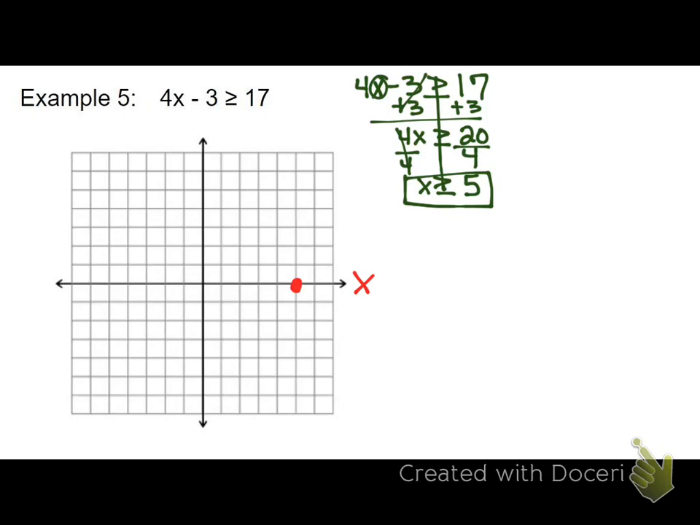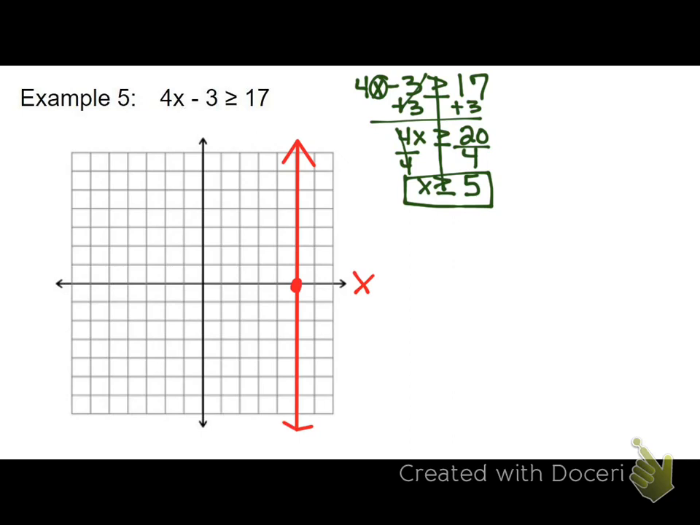Okay, so 1, 2, 3, 4, 5. What kind of line am I going to draw? Dotted or solid? Solid. Now, when I'm graphing for the x, is it going to be a horizontal or a vertical line? Vertical. Okay. I remember this part.